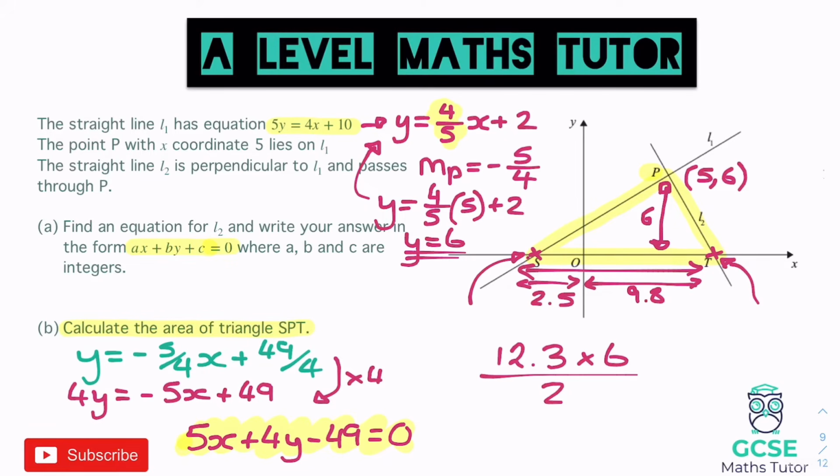But there we go, we've got base times height divided by 2. And if we type that into the calculator, we get a total area there of 36.9. And we don't have any units, so we could just say units squared. But the area of the triangle there is 36.9 units squared, whatever they are. So there we go, 36.9 is our final answer.